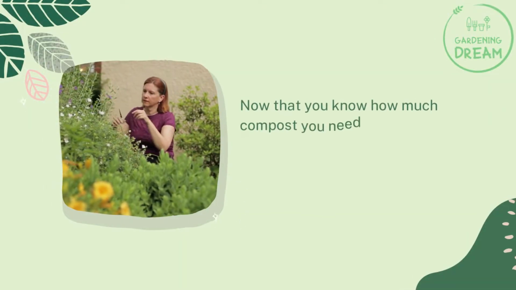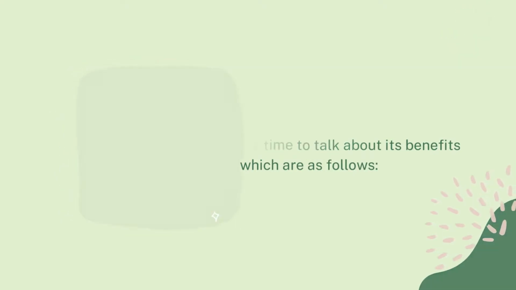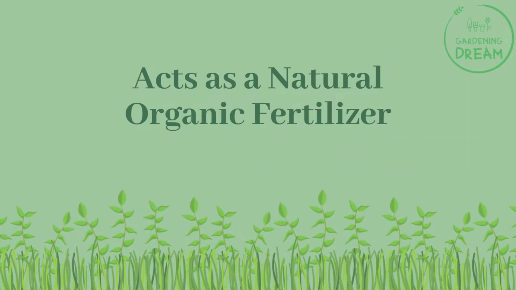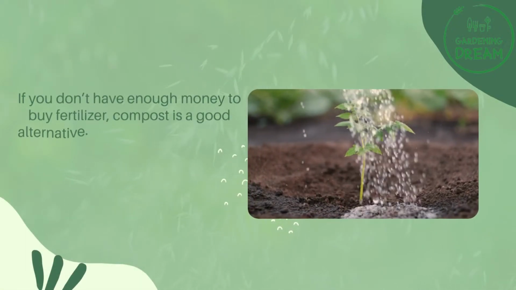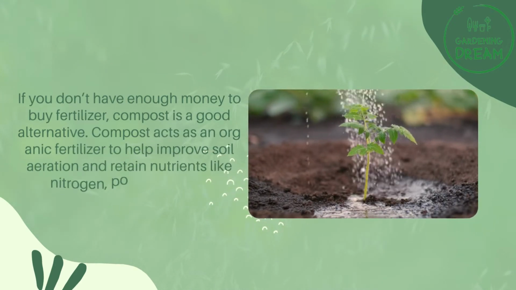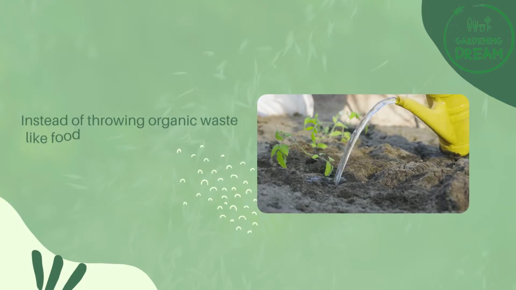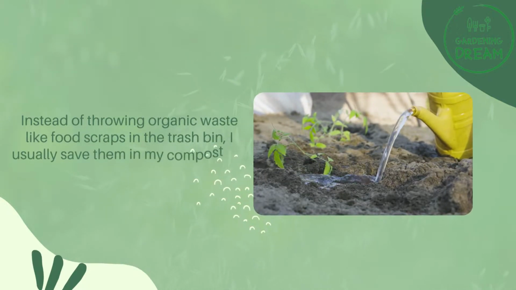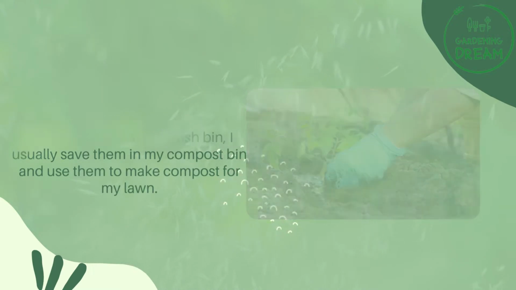Why use compost? Now that you know how much compost you need for your lawn, it's time to talk about its benefits, which are as follows. Acts as a natural organic fertilizer. If you don't have enough money to buy fertilizer, compost is a good alternative. Compost acts as an organic fertilizer to help improve soil aeration and retain nutrients like nitrogen, potassium, and phosphorus. Instead of throwing organic waste like food scraps in the trash bin, I usually save them in my compost bin and use them to make compost for my lawn.